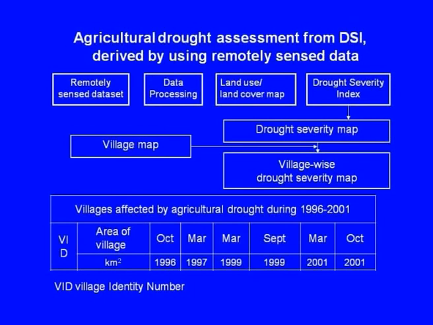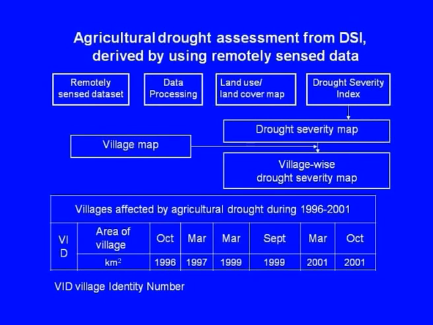For this, the remote sensing data would be subjected to various data processing techniques, so that land use land cover maps can be generated, and based on the land use land cover map, the drought severity index can be found out. Having found out the drought severity map and overlaying this information over the village map in a GIS environment, it is then possible to identify village wise drought severity map.